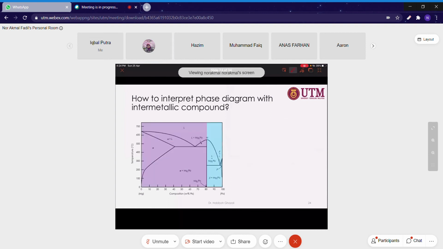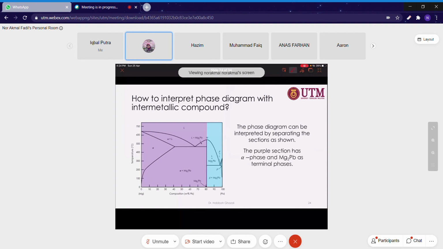How to interpret a phase diagram with an intermetallic compound? The phase diagram can be interpreted by separating the sections as shown. The purple section has alpha phase and magnesium as terminal phases, and the blue section has magnesium plumbum and beta phase as terminal phases.